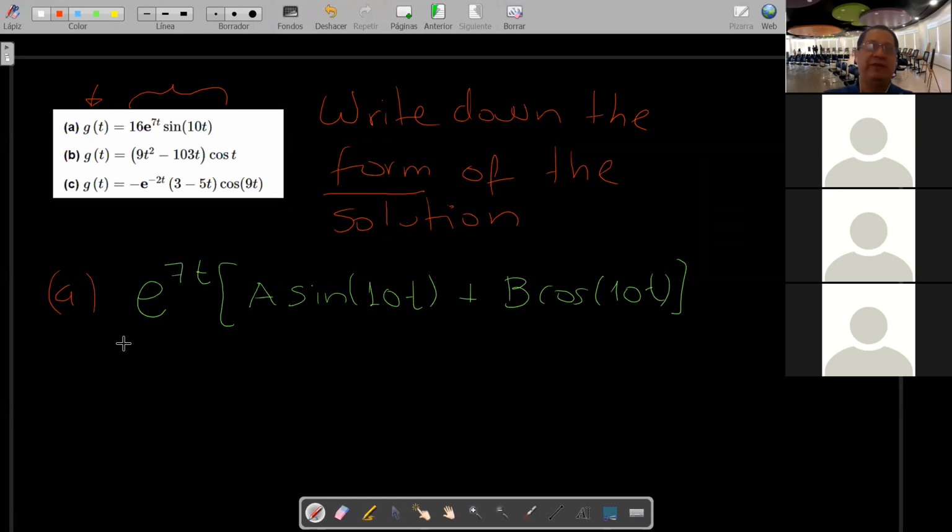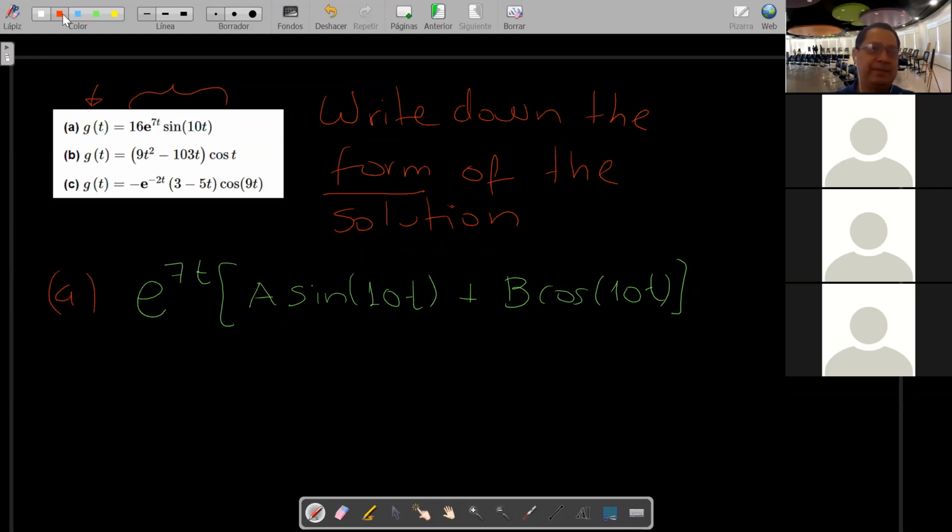So if you're given an ODE with this forcing function, this will be your guess. Then you need to find the first derivative, the second derivative, you replace it in the original ODE, and then you will be able to find the coefficients A and B in this case.